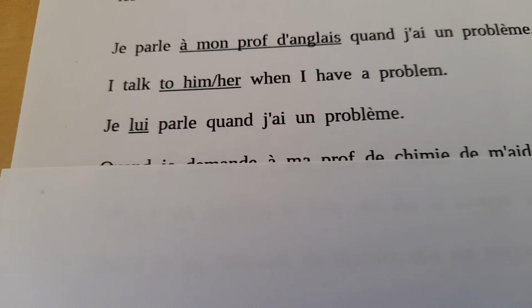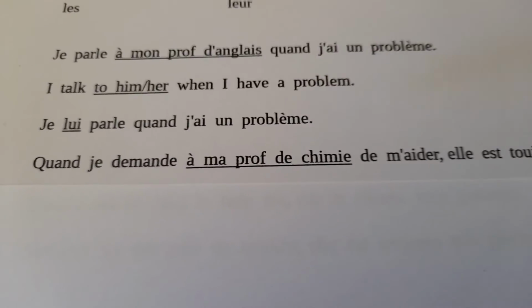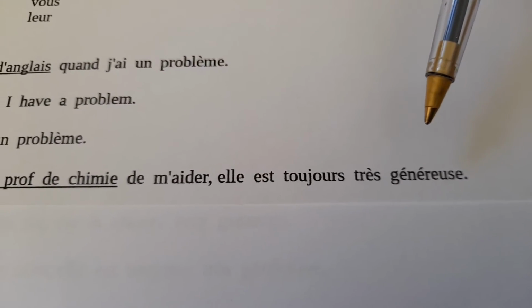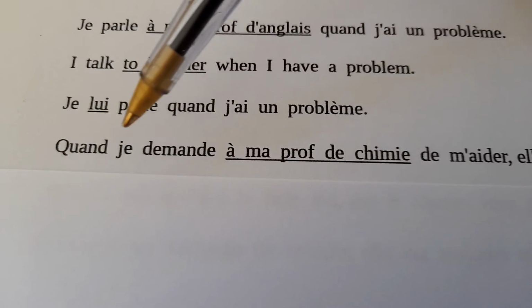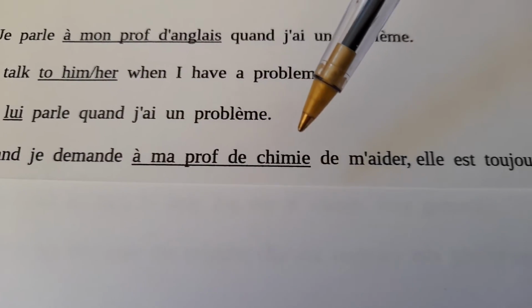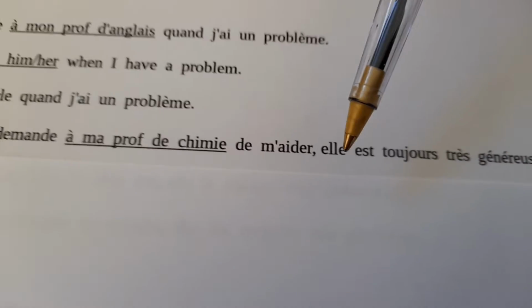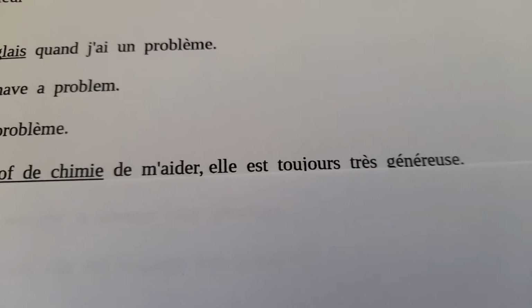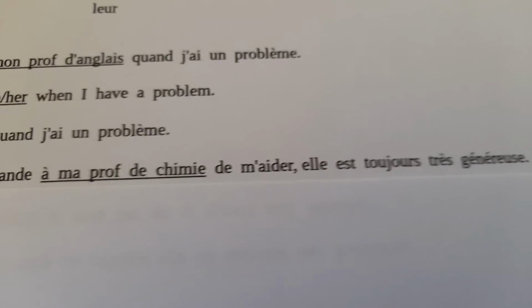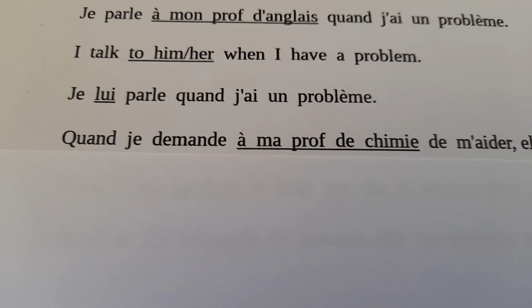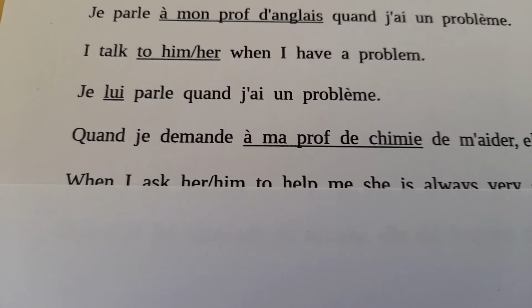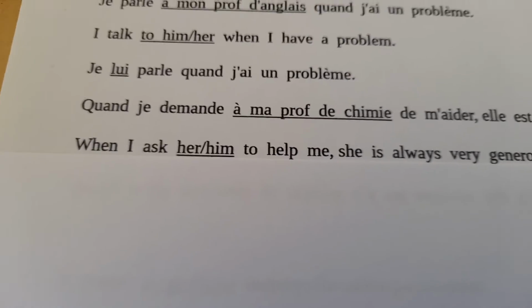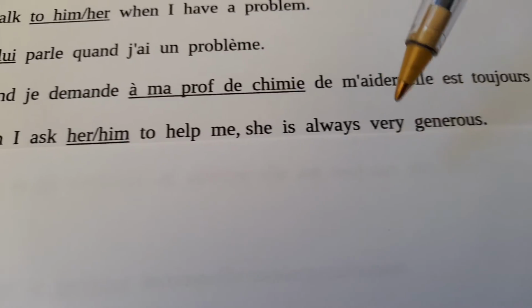So we take another example. Here I'm saying quand je demande à ma prof de chimie de m'aider, elle est toujours très généreuse. So we're saying when I ask my chemistry teacher to help me, elle est toujours, she is always, très généreuse, very generous. So if instead of saying that, if I've already established my favorite subject is chemistry and that I have a good teacher, so if I just want to say when I ask her or him, her in this case, to help me, she is always very generous.